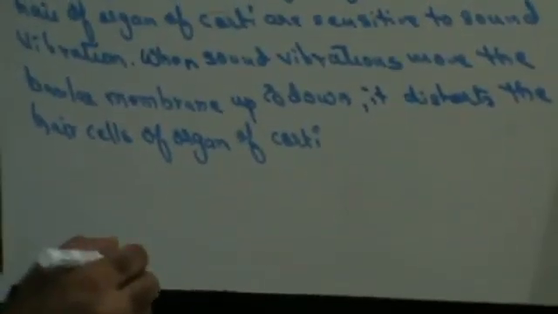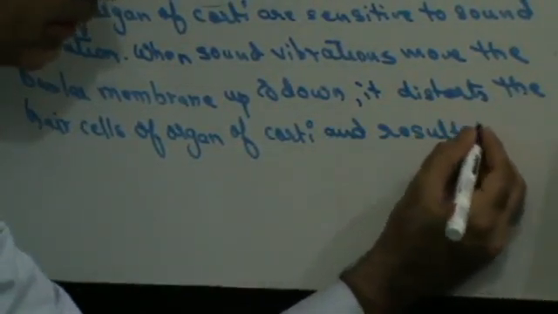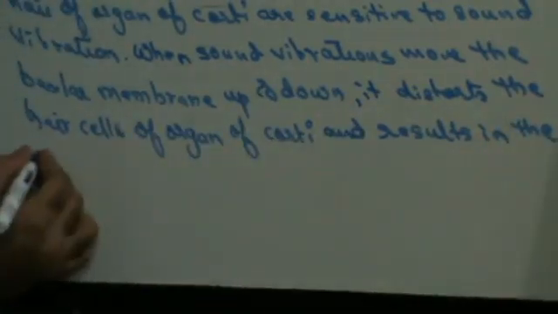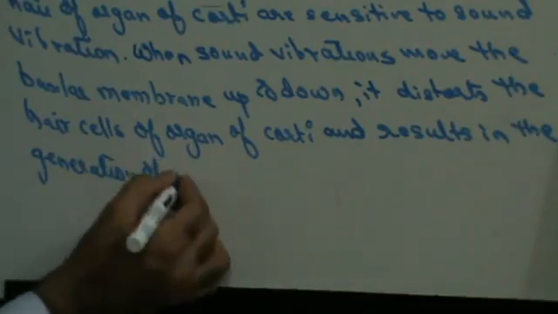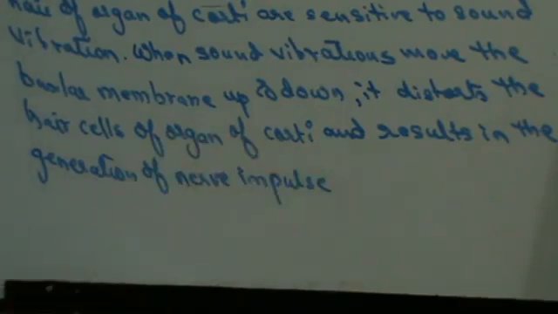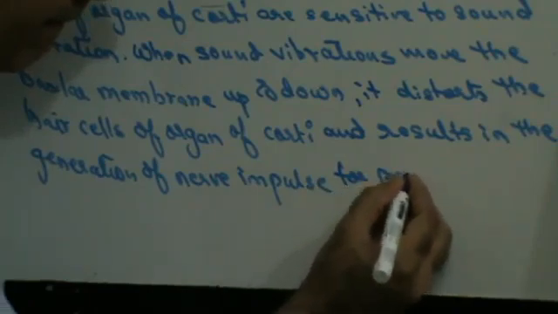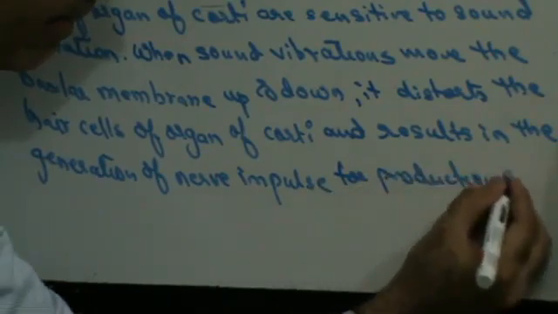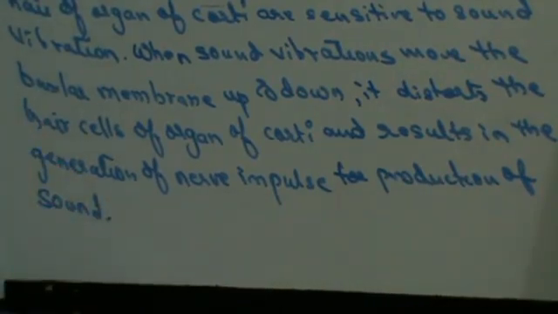It distorts the hair cells of the organ of Corti and results in the generation of nerve impulse for production of sound. That's how your impulse for production of the sound is produced, right?